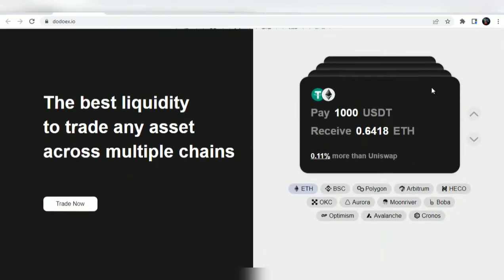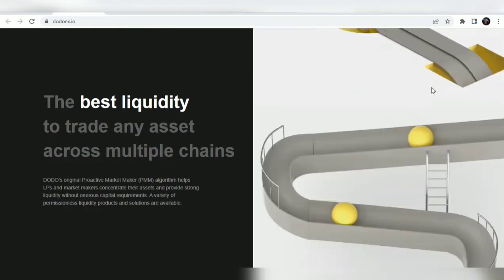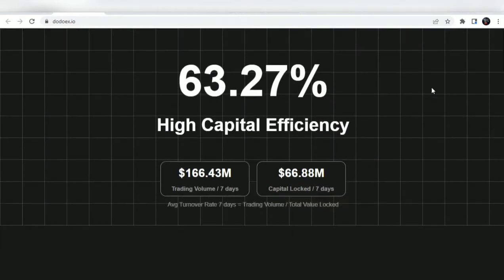Going through what you can do with the DODO token, the DODO protocol. This DODO protocol provides liquidity across multiple chains, including ETH, BSC, Polygon, Arbitrum, Huobi ecosystem, OKC, Aurora, Near, Moonriver, Boba Network, Optimism, Avalanche, and Kronos. By the end of this video, you will see how you can earn on your DODO tokens, and how you can use the DODO swap to trade across several markets, both aggregated liquidity and liquidity being provided on the DODO protocol.